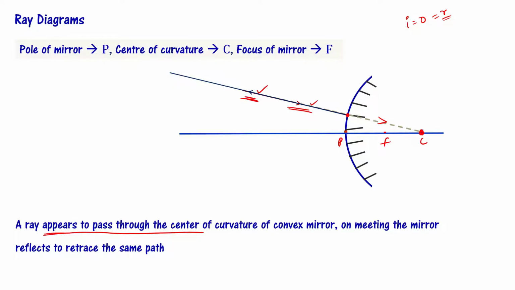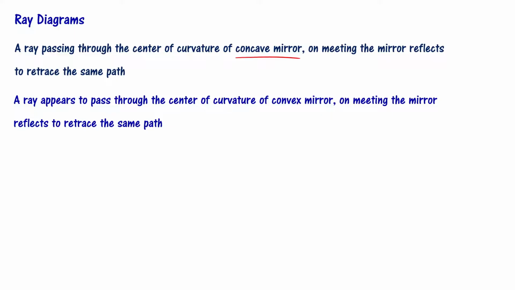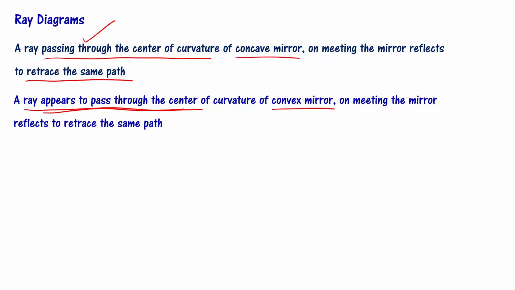A ray that appears to pass through the center of curvature of a convex mirror, on meeting the mirror, reflects to retrace the same path. Understood? Let's note that. In the case of a concave mirror, a ray passing through the center of curvature is going to reflect such that it retraces the same path. In the case of a convex mirror, a ray appears to pass through the center of curvature. Here the ray is actually passing through, and here it appears to pass through the center of curvature. On reflection, it is going to trace the same path.